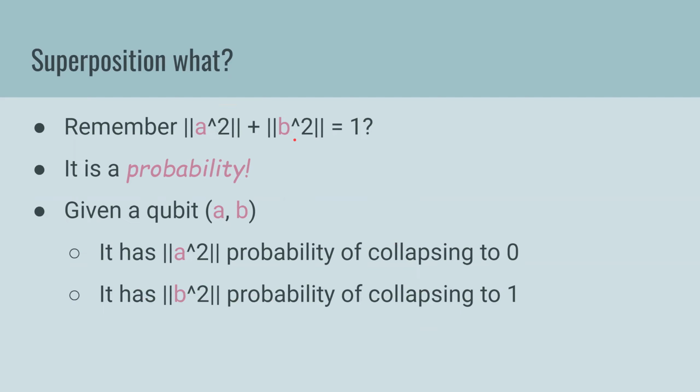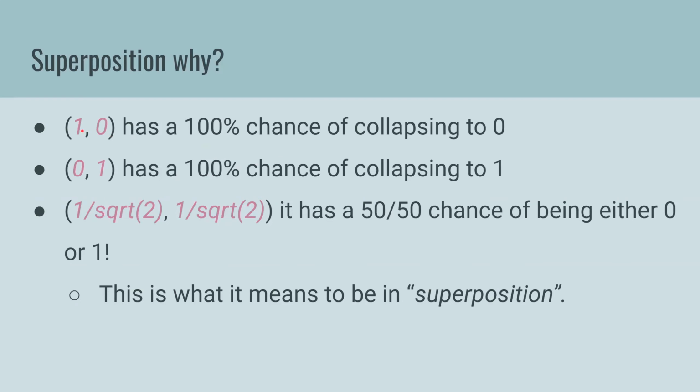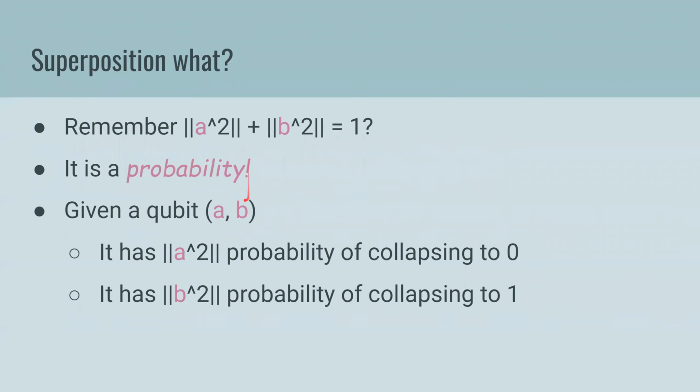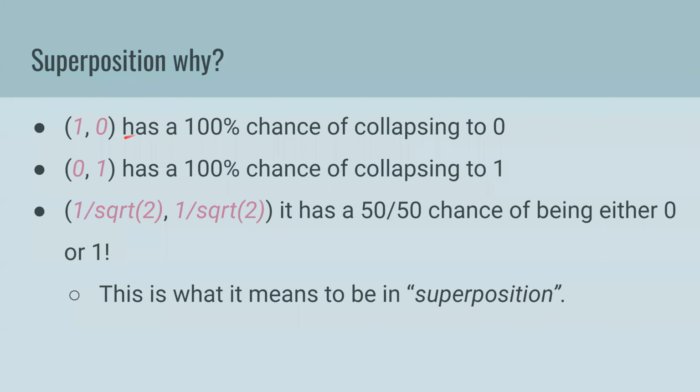As you know, with complex numbers, if we normalize them, we can get them to add up to a certain value. So here are some examples. 1, 0 has a 100% chance of collapsing to 0. If this is confusing to you, remember a, b: a denotes the probability of collapsing to 0, and b denotes the probability of collapsing to 1. Sorry, I flipped that around. So this is what it means to be in superposition. 1 over the square root of 2 and 1 over the square root of 2 is the 50-50 chance. That's what it means to be in superposition.